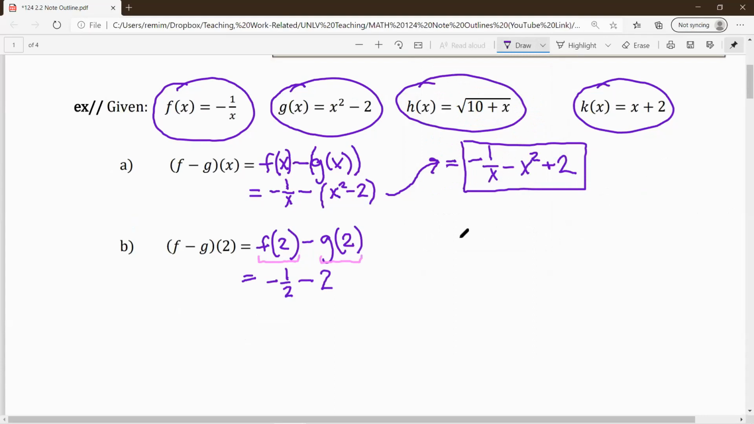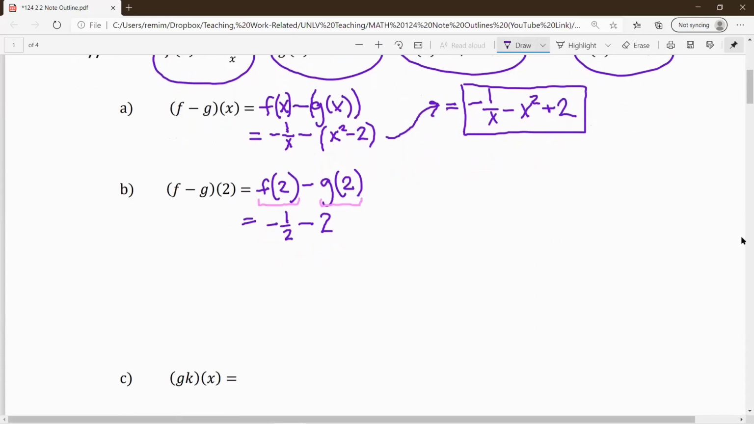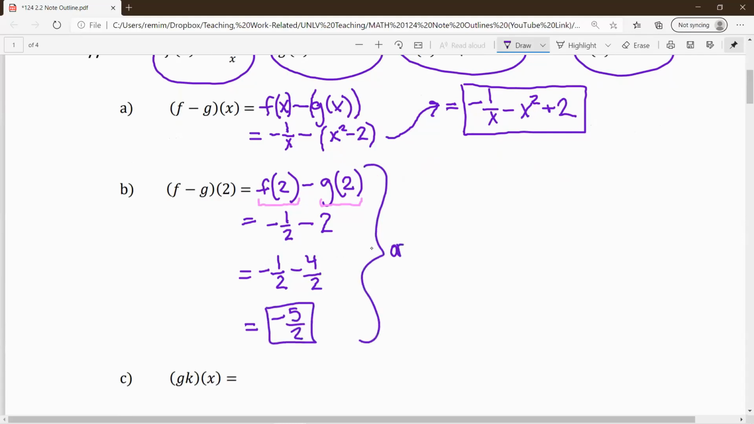And then we have to just simplify this, which is basically fraction work. We need the same denominator because they are being subtracted. So I'm going to change this 2 into 4 over 2 so that they have the same denominator. That way we can subtract. So negative 1 minus 4 is negative 5 on top over 2. So this is what I'm going to call option 1.